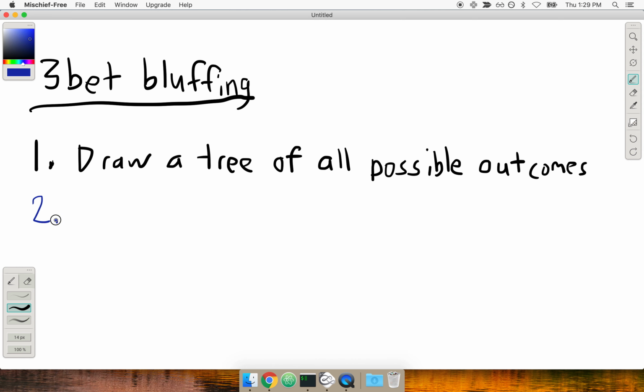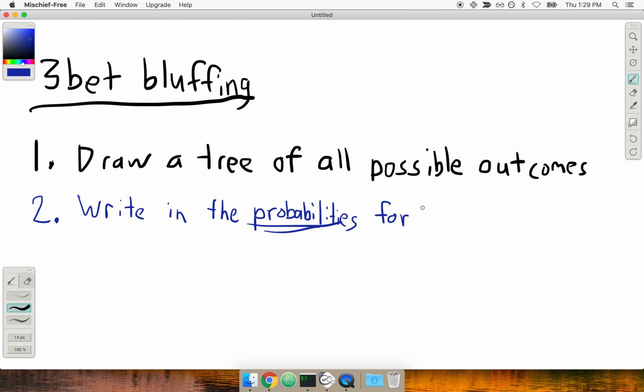Step two is to write in the probabilities. I'm going to underline that. That's kind of the key word here. The probability is, let's just say, for each branch. And I'll show you what I mean by that.